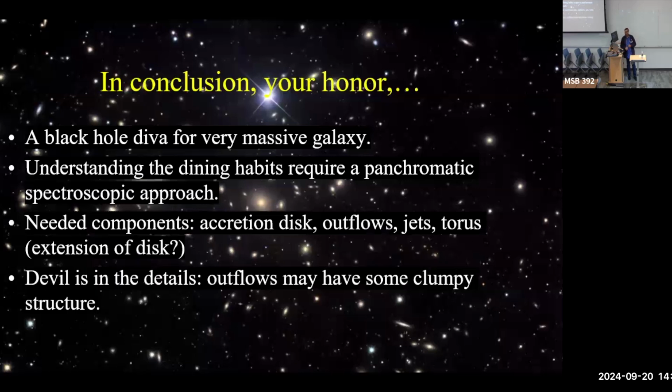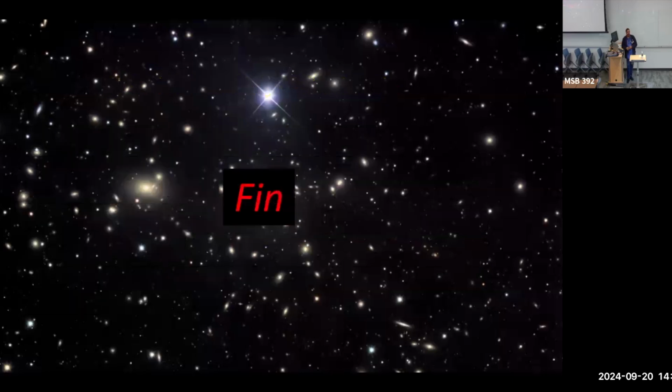And the devil's in the details. If you look at these things with high resolution, you can see that there are discrete clumps, from that one example that I showed you from Hubble. So these outflows might not be just laminar smooth things. There might be turbulence going on, there might be clumpiness going on. So that's sort of where we stand right now. That's where we're going. It's very exciting. But thank you very much for listening.